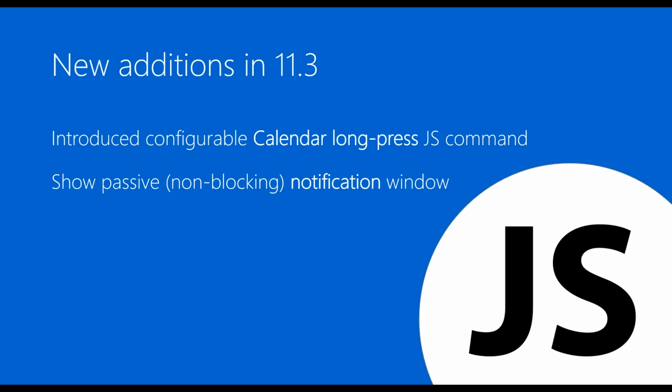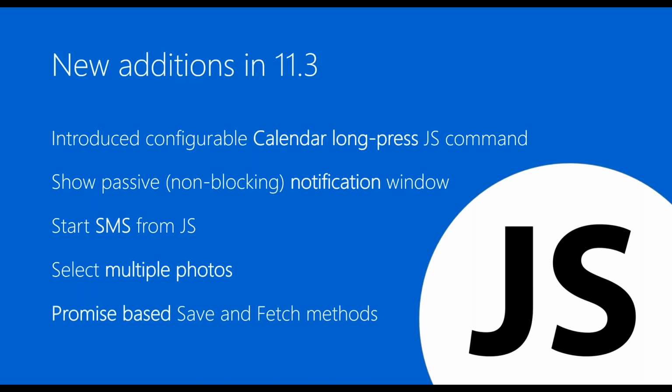You can also show a notification window which is non-blocking to the user, or passive, or as we call it, toast. You can start SMS from JavaScript, so you can open the device's SMS application and pre-fill the number for which the SMS should be sent, or even the text on some of the platforms. You can select multiple photos. You can open this dialog from JavaScript, and what we have as a new thing is promise-based save and fetch methods, which I will try to explain in a little bit.